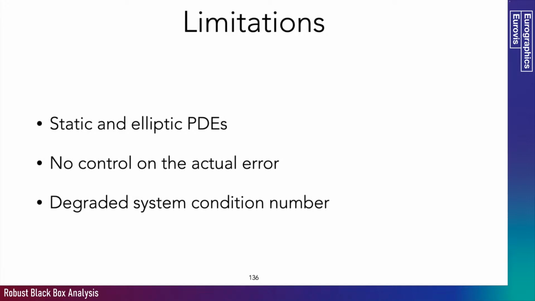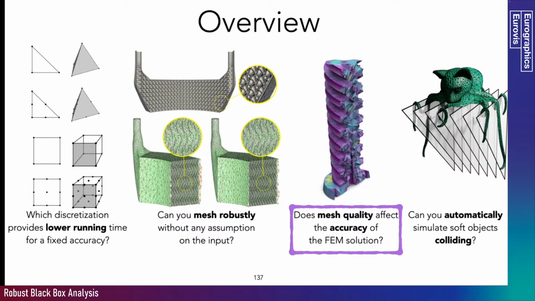At the very end, the condition number was still limited, but it could affect the performance of the solver. In the last part of this tutorial, I want to explain to you how we can automatically simulate the collision between soft objects in a completely black box manner. So no parameter tuning, everything is perfect.